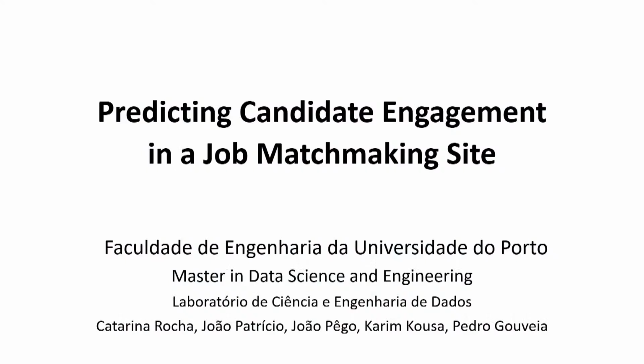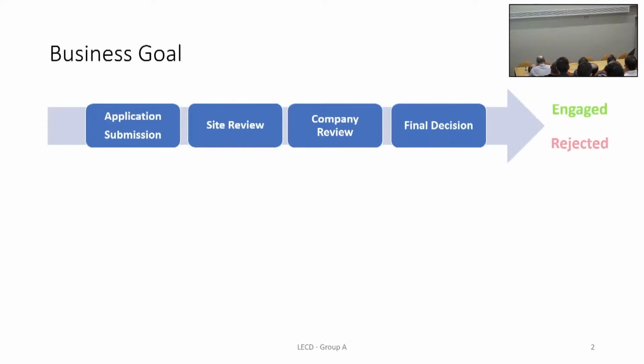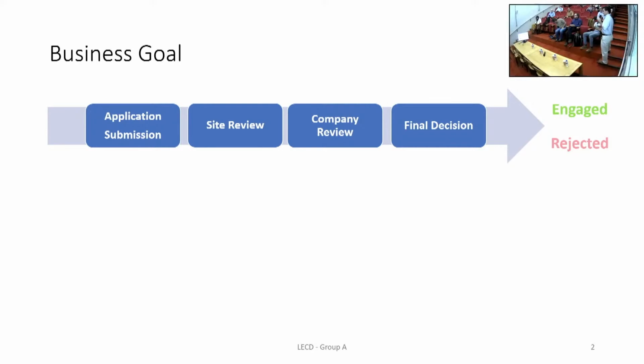Like I said, we want to predict if a candidate engages with a company that has published a job on the website. The process is: the candidate applies on the website. Then there is an initial review by the site's management, and they can immediately reject the application if necessary. But then it goes through a company review, by the client of the website. And finally, there is a decision either to engage or to reject. So these will be the successful or unsuccessful states of our classifier.